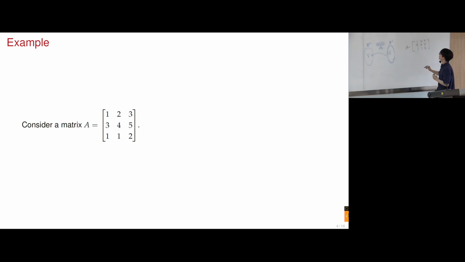Okay. So in this case, M and N are all 3 by 3 matrices. So we can see that this function has to map R3 space into another R3 space. So it just maps same spaces. So let's see how it does it.